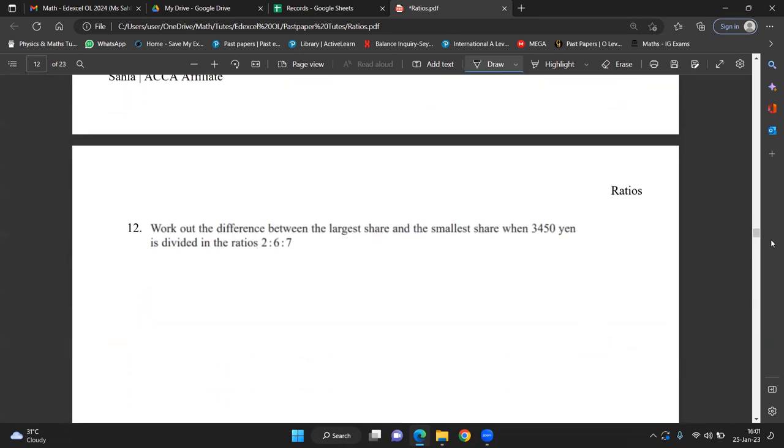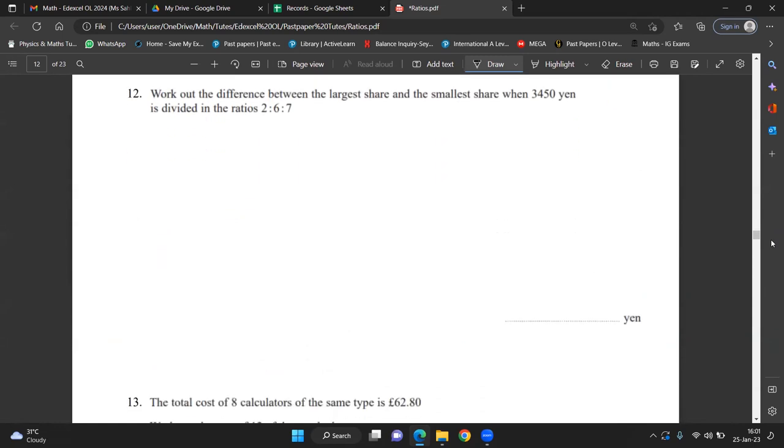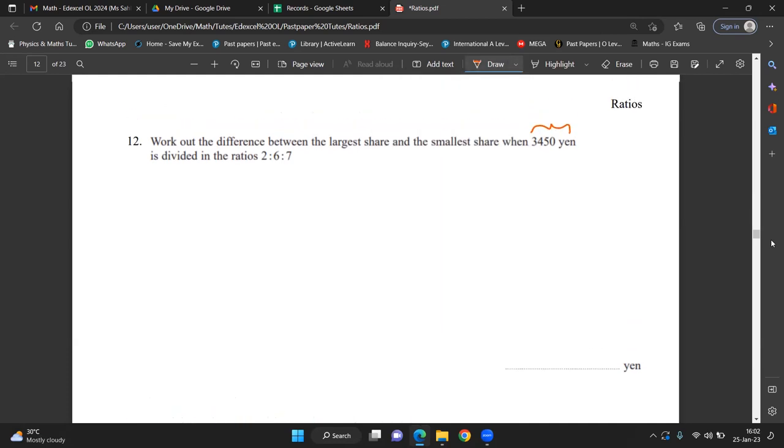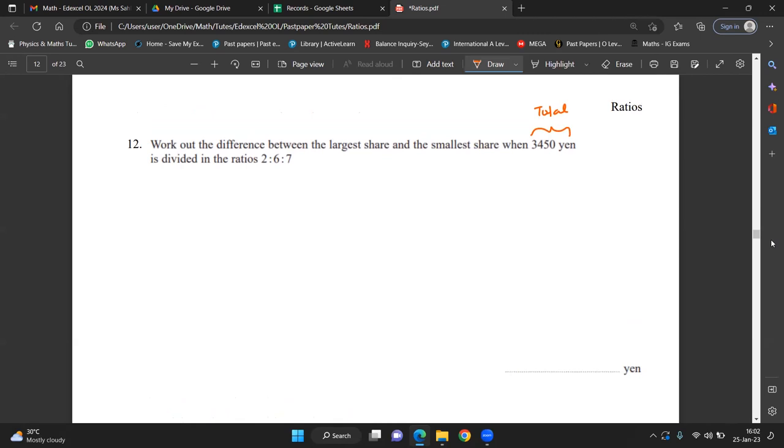Move on to 12. Work out the difference between the largest share and the smallest share when 3,450 yen is divided in the ratios 2:6:7. We know 3,450 is your total amount of money. Yes or no? That's your total. When I say difference between the largest share and the smallest share, what are the two numbers from the ratio that I have to choose?